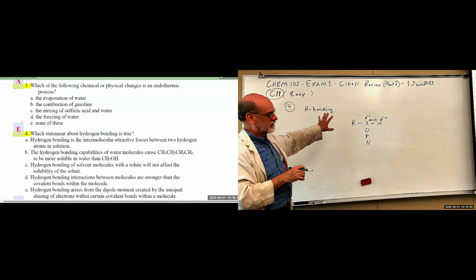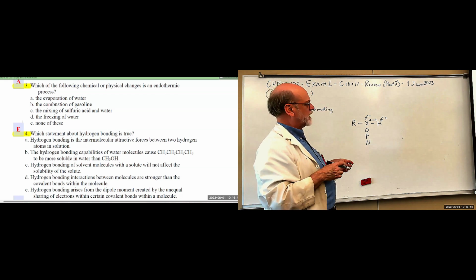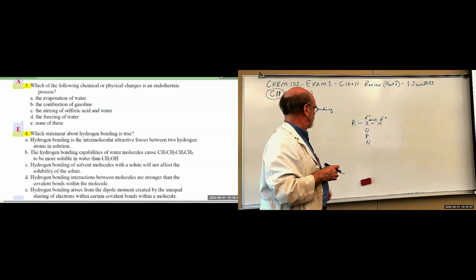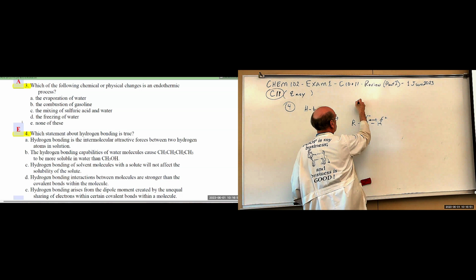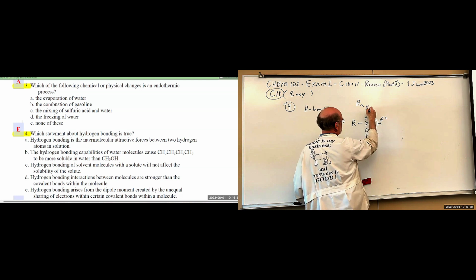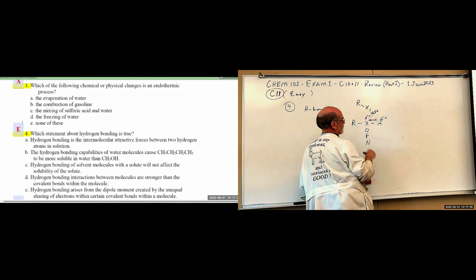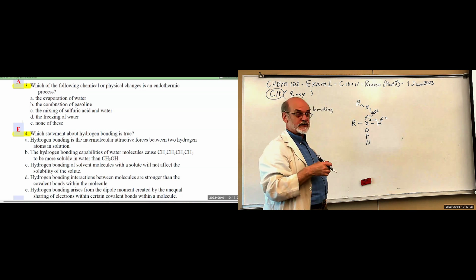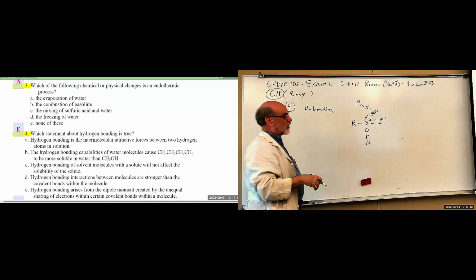Okay, so with that in mind, let's see which one of these is true. A: Hydrogen bonding is the intermolecular attractive force between two hydrogen atoms. Well, no. If we use this example, we have X here and H here plus, so we form a bond between the X and the H on a neighboring molecule. It's not between the two hydrogens. It's between the electronegative atom and hydrogen. So A is false.